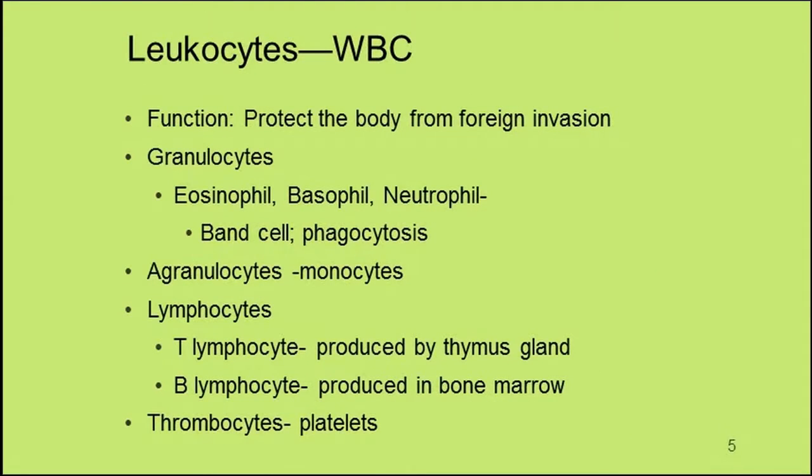Okay, the next thing we're going to talk about are leukocytes, or white cells. They also were formed in bone marrow, and their major job is to protect the body from foreign invasion, protect us against infection, tissue injury, things like that. So there's two main categories of white cells, granulocytes and lymphocytes. Now, underneath granulocytes, there are several subcategories of the eosinophils, basophils, neutrophils, and agranulocytes.